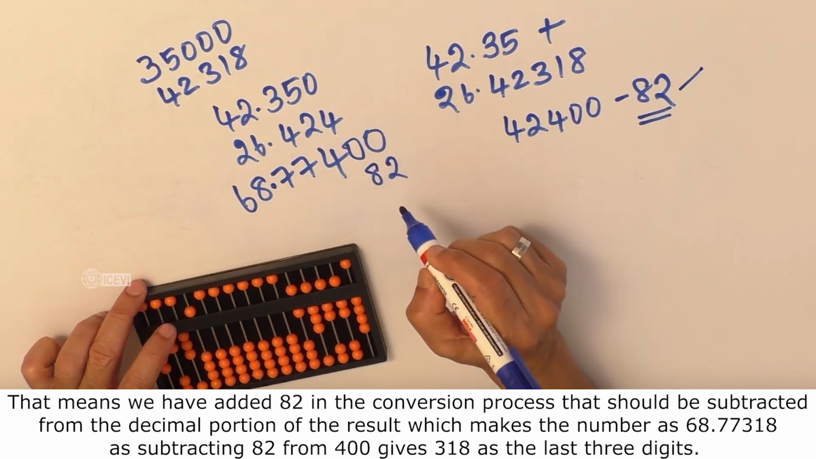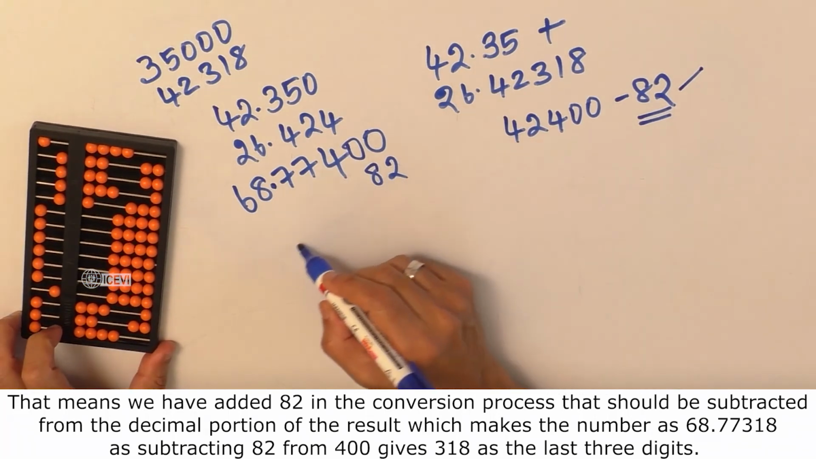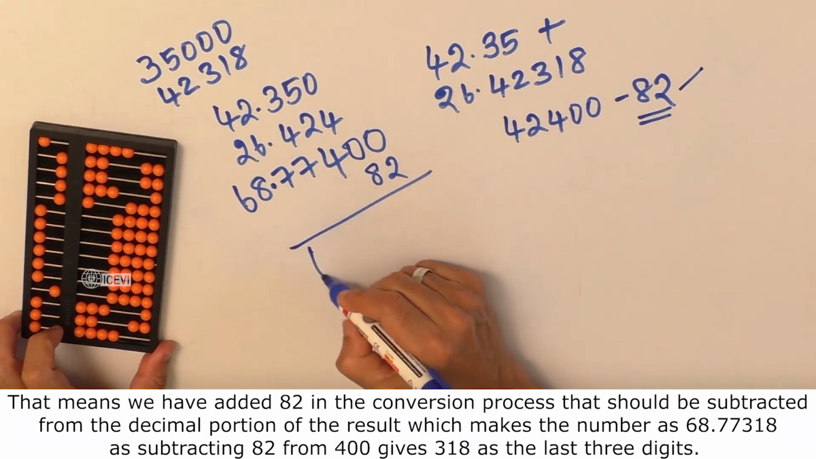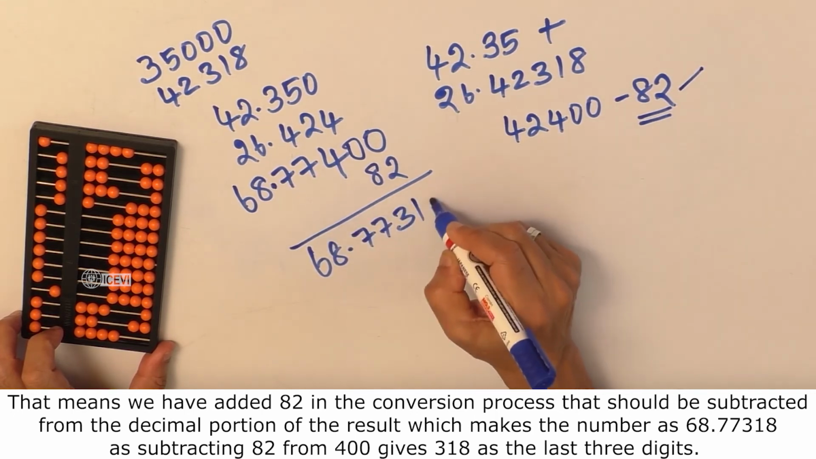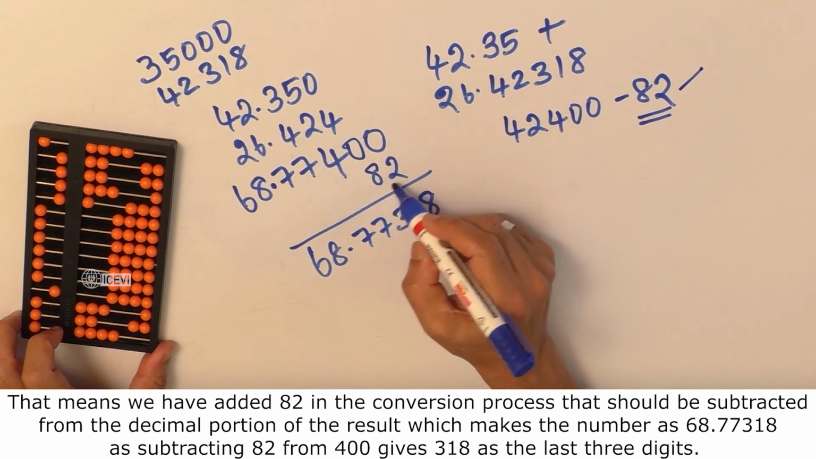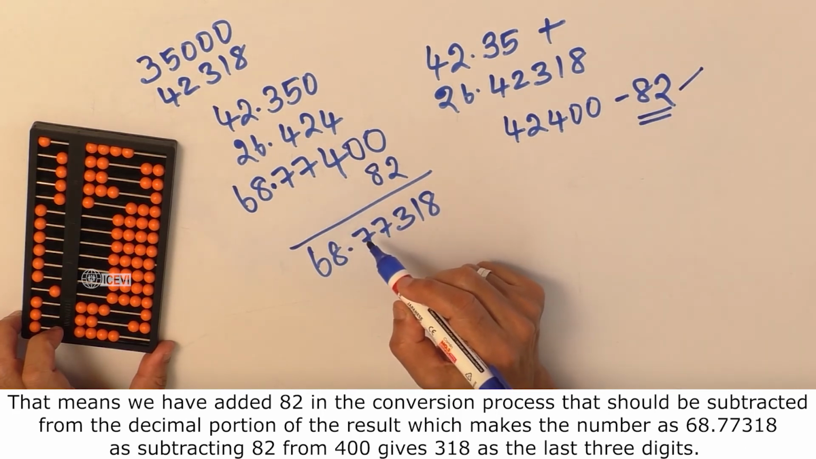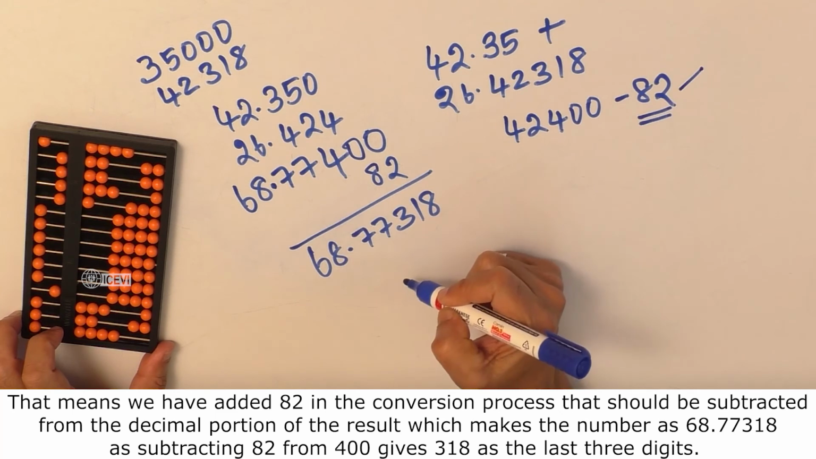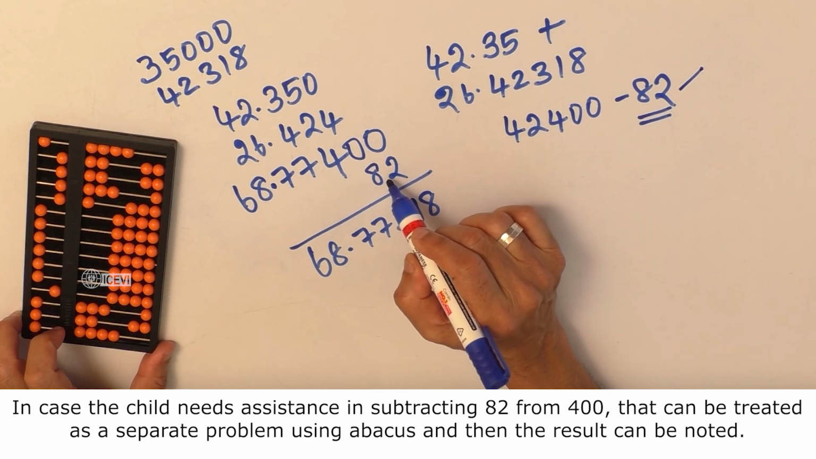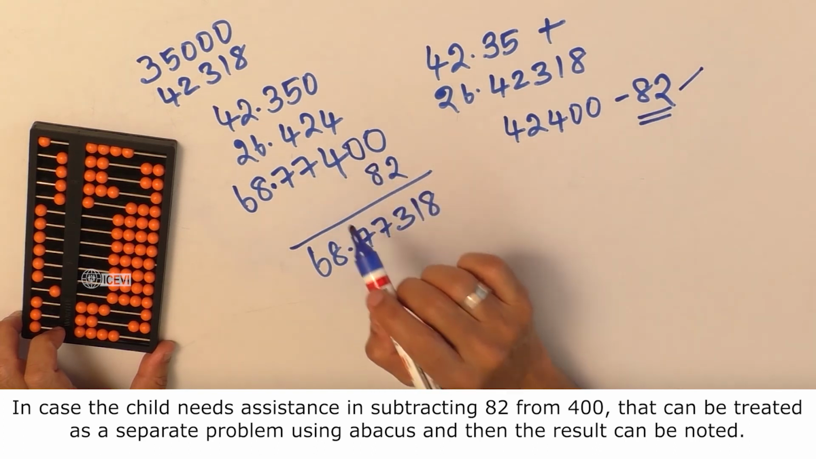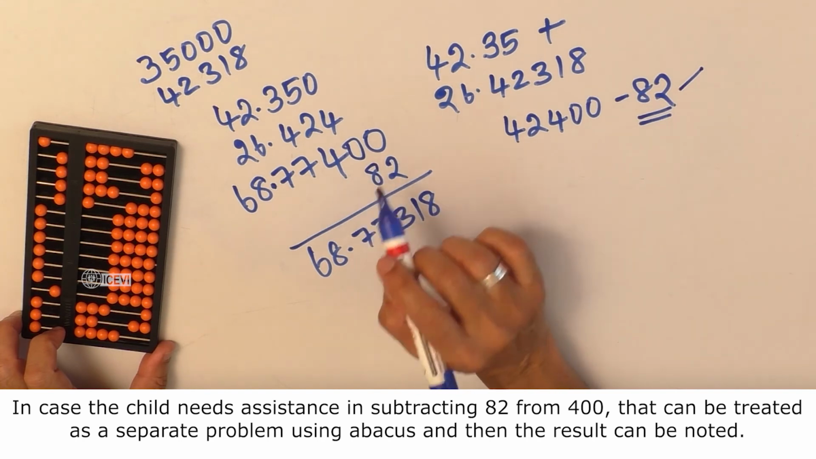That should be subtracted from the decimal portion of the result, which makes the number as 68.77318, as subtracting 82 from 400 gives 318 as the last 3 digits. In case the child needs assistance in subtracting 82 from 400, that can be treated as a separate problem using abacus, and then the result can be noted.